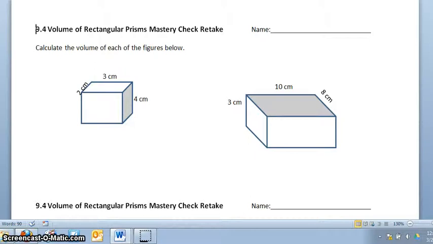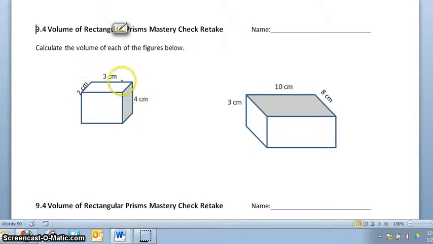All right, this is the volume mastery check. Our directions are to calculate the volume of each of the figures below. Well, remember that volume is the space inside the shape. And so to find the volume of a box like this, we're going to find the area of the base of the shape and then multiply it by the height.